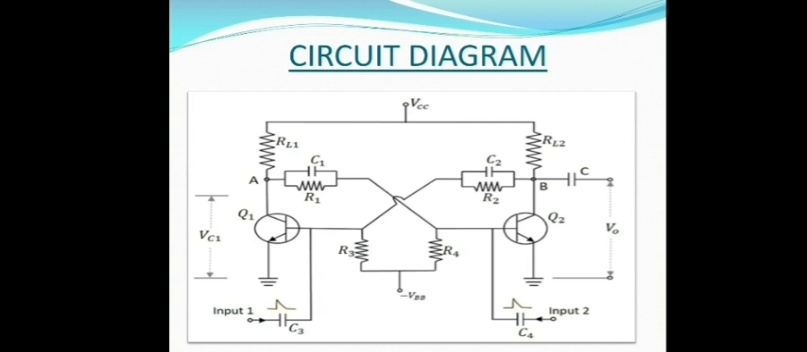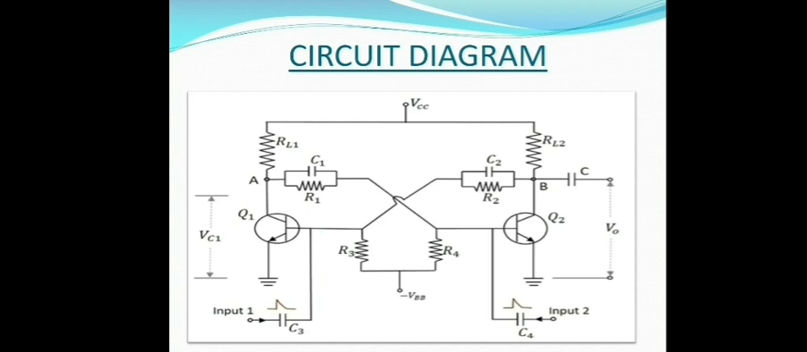It can be achieved either by applying a negative trigger pulse to the base of transistor Q1 or a positive trigger pulse to the base of transistor Q2. To obtain the next stable state, we apply a positive trigger pulse to the base of Q1 or a negative trigger pulse to the base of transistor Q2. Thus we can switch back to the original state.